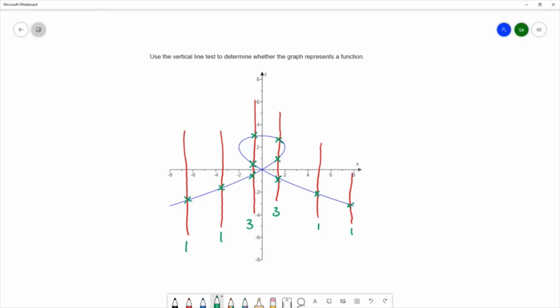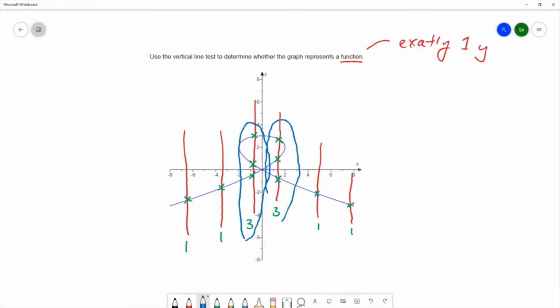And what we want for something to be a function, we want to have exactly 1 y value. That's the definition of a function, that every x has exactly 1 y. So when we have these situations where the vertical line will cross the graph in more than 1, so we'll say 1 because we're looking for exactly 1. So we have these places where the vertical line crosses the graph in more than 1 place.